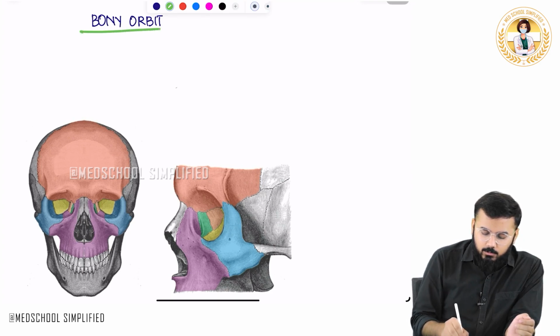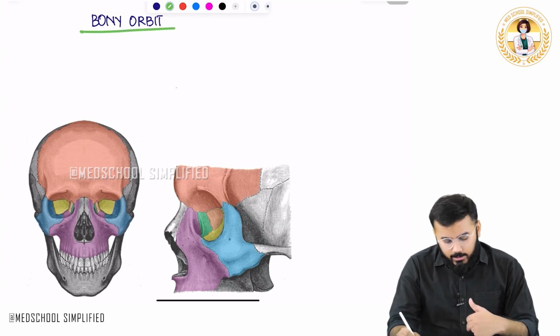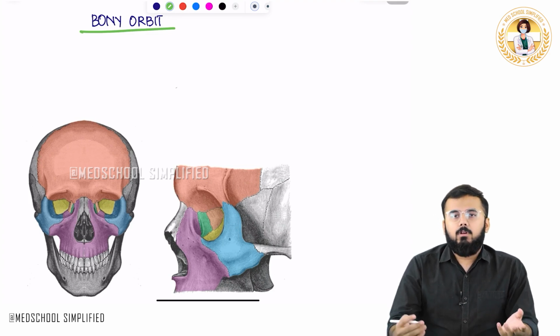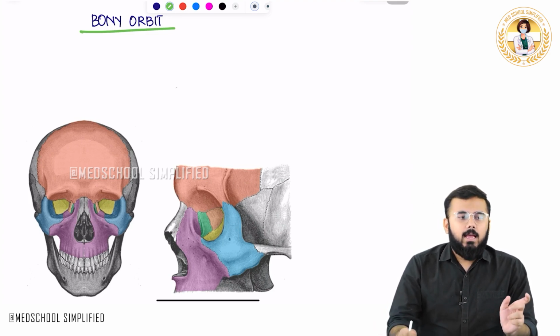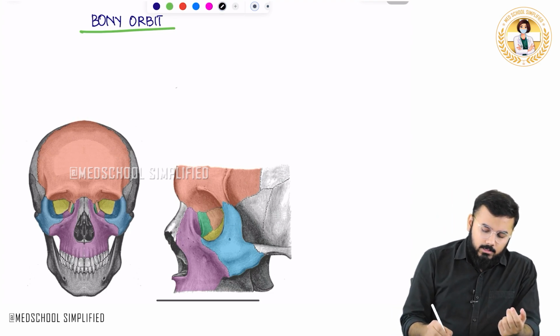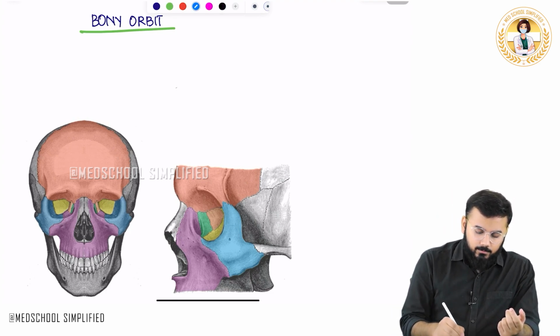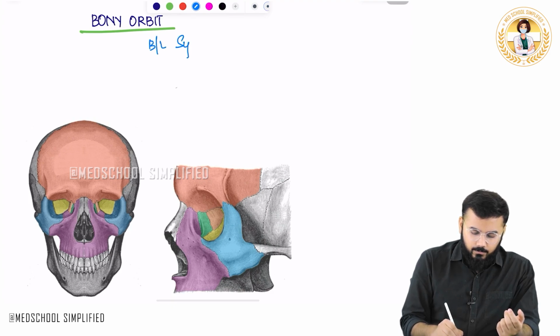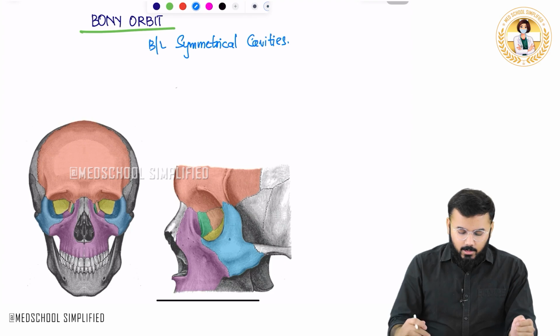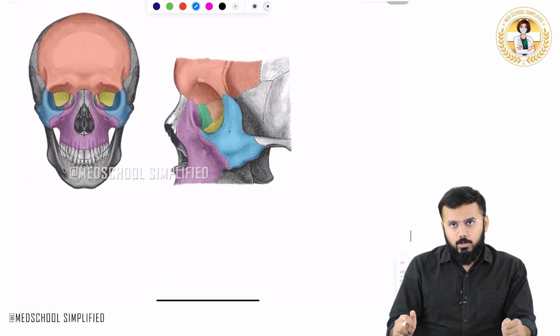First of all, what is this bony orbit? The bony orbit is nothing but bilateral symmetrical cavities. Why bilateral? Because there are two symmetrical cavities, the right one is exactly the same as the left one, and they are the orbital cavities, where your eyeball lodges. So this is nothing but your bilateral symmetrical cavities.